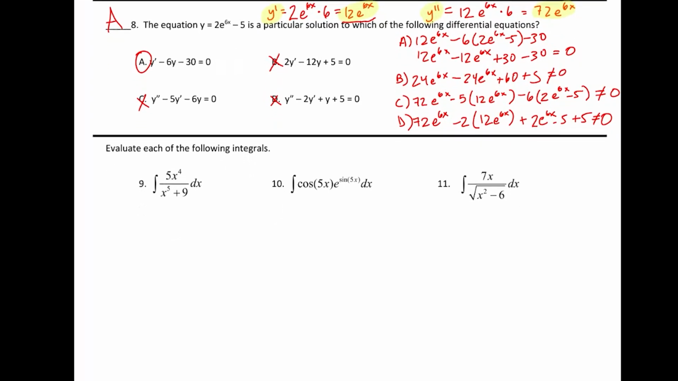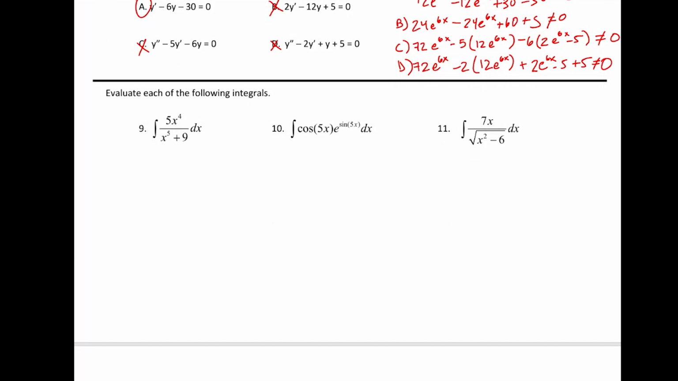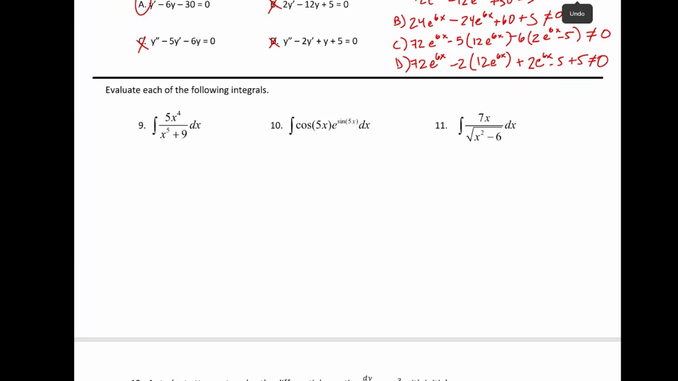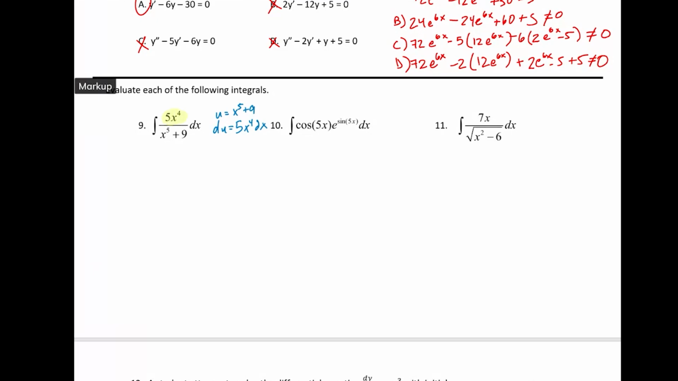Okay, let's move on to these other integrals, which we are going to be using some more u-substitutions on. Number 9, we have the integral of 5x to the 4th over x to the 5th plus 9. So we could let u be x to the 5th plus 9. And if that's the case, then du would be 5x to the 4th dx. And we have exactly that. We have a perfect match. We got that 5x to the 4th dx right here. So making this u substitution should not be too bad.